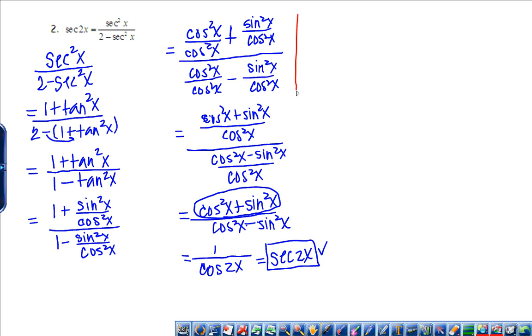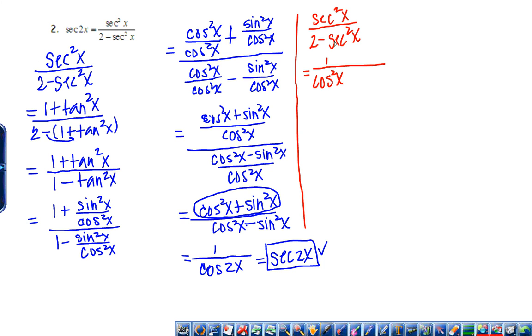Okay, so I'm going to draw a line here. And if you've got room on the back of your paper, you could do this. I'm going to show you another way that you could do this proof. Okay, I'm still going to start on the right side. So I'm going to do secant squared x over 2 minus the secant squared x. Okay, so one way that I might see this is I might change secant to 1 over cosine.